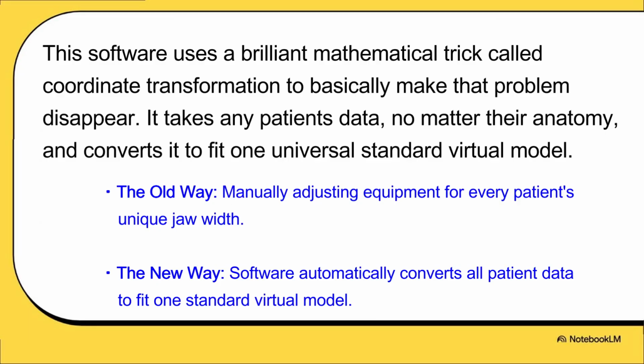And what's so amazing is that the virtual kinematic axis solves a problem that has been a headache in dentistry for decades. See, every single person has a slightly different width between their jaw joints. In the physical world, that meant every piece of equipment had to be manually tweaked and adjusted for every single patient. But this software uses a brilliant mathematical trick called coordinate transformation to basically make that problem disappear. It takes any patient's data, no matter their anatomy, and converts it to fit one universal, standard virtual model.